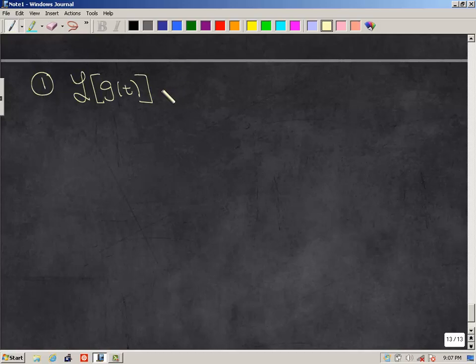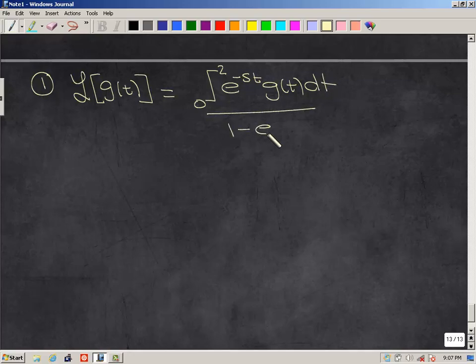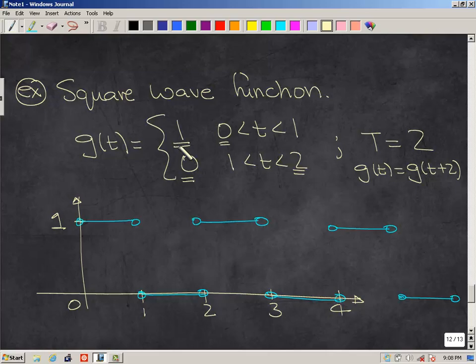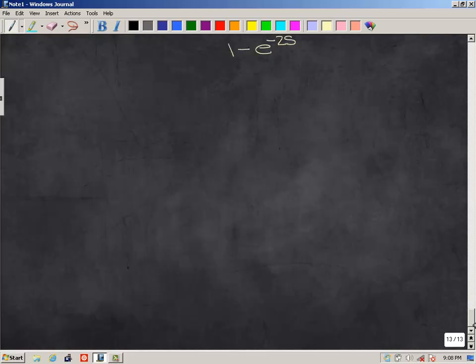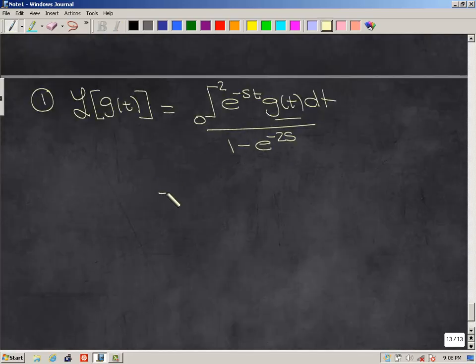According to that, the formula is the integral from 0 to 2, because the period is 2, of e to the minus st g of t dt, divided by 1 minus e to the minus 2s, because T is 2. Now what is g? Well, g is defined right here. So I need to split up that integral. I need to go from 0 to 1 and then from 1 to 2. I can pull out the constant, 1 minus e to the minus 2s.